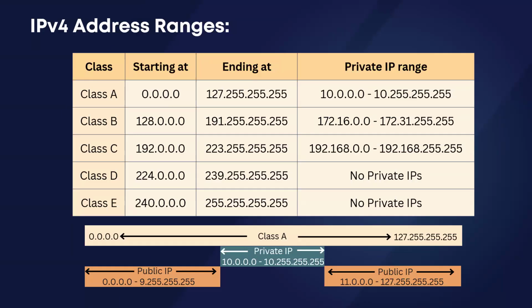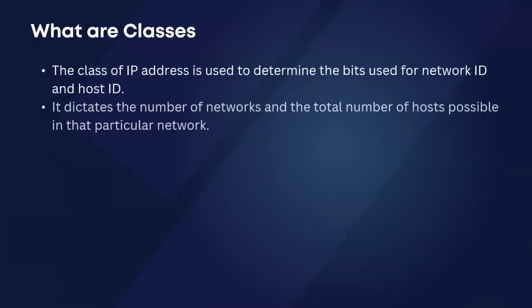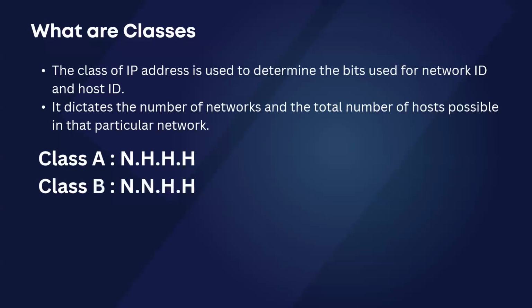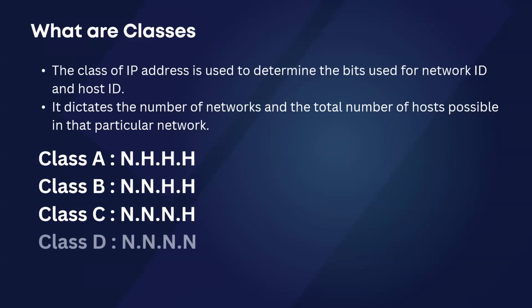Every class has a unique number of network and host portions. So class A has one network portion and 3 host portions. Class B has 2 network portions and 2 host portions. Class C has 3 network portions and 1 host portion. Class D and Class E have all network portions itself. So as you're going down the line, the network portions are increasing in number, if you notice. Okay. So class A has 1, class B has 2, class C has 3, class D has.